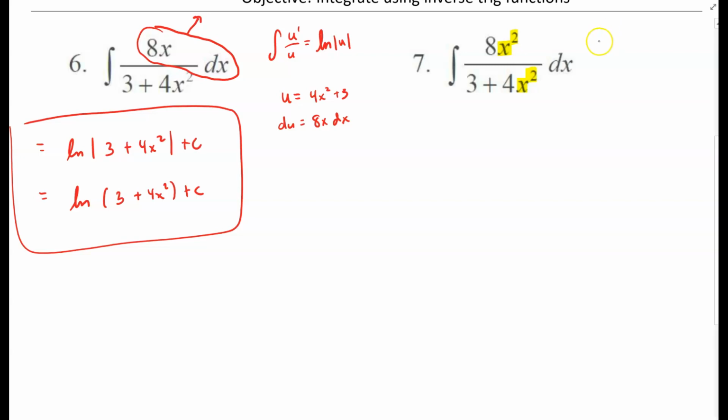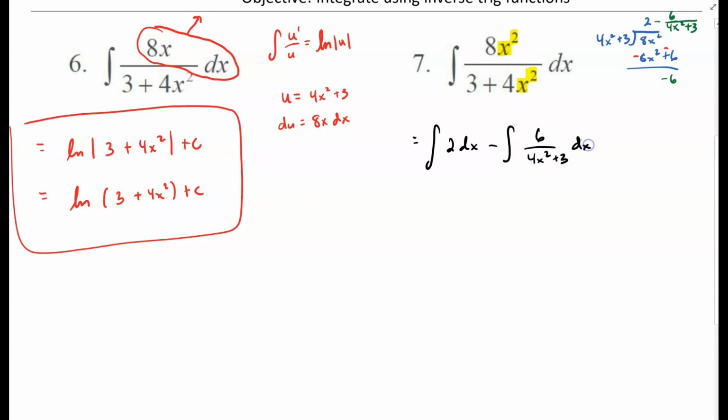I'm going to take 4x squared plus 3 and divide this into 8x squared. So this happens 2 times. We get 8x squared plus 6. And change our signs. So I get a remainder of -6. Okay, so minus 6 over 4x squared plus 3. Okay, so let me rewrite this integral. So this is equal to 2 dx minus the integral of 6 over 4x squared plus 3 dx.